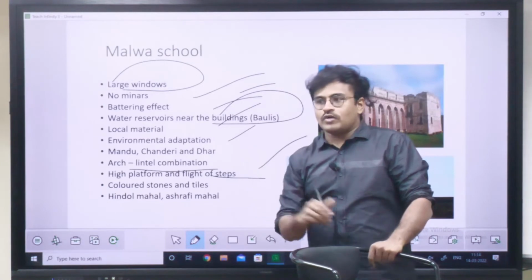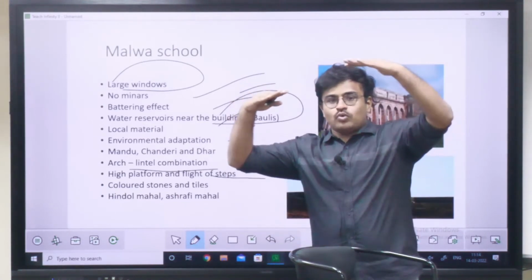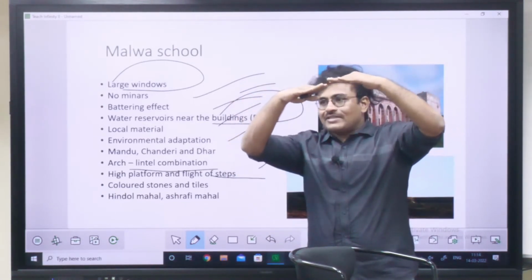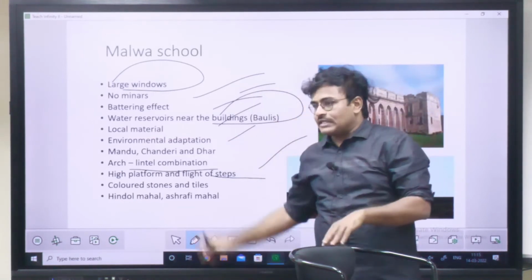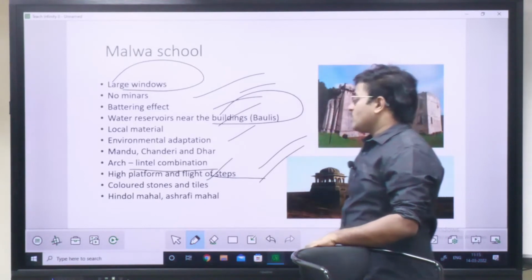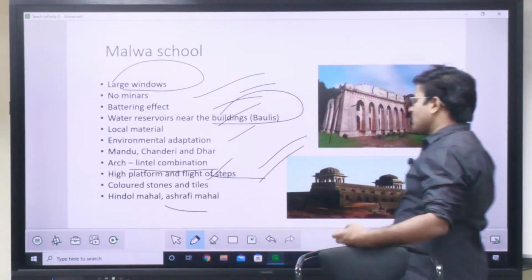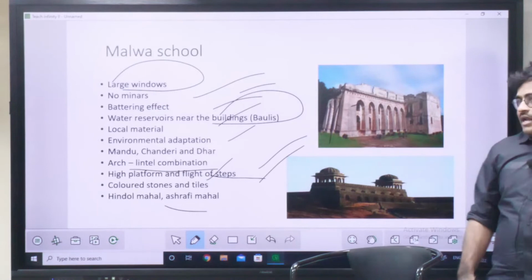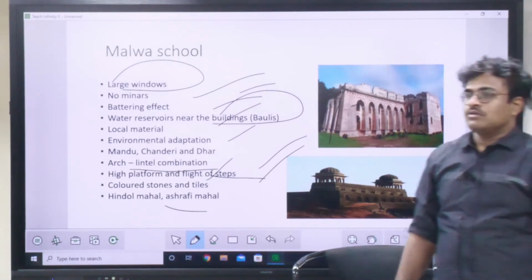Is it not similar to the Khajuraho temple? The temple will be on a huge base which can be accessed only through a flight of steps. So that is that. Second one is it also used colored stones and tiles, and the most important ones are Hindol Mahal and Ashrafi Mahal.